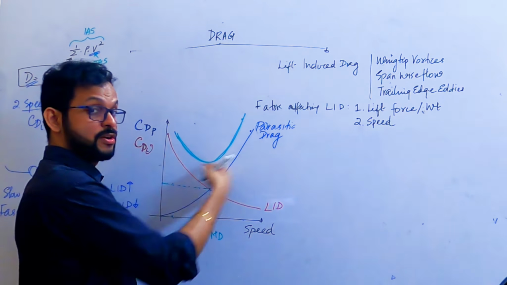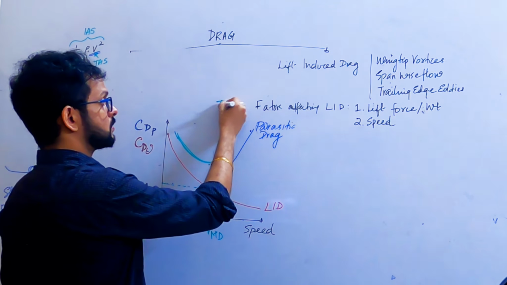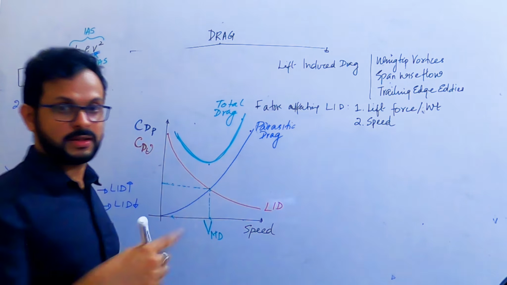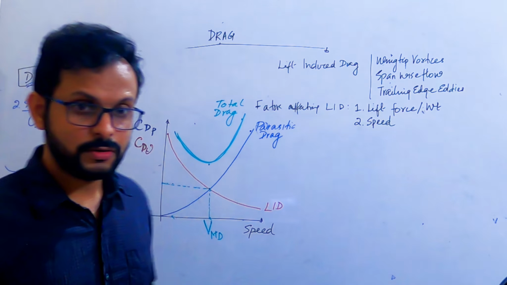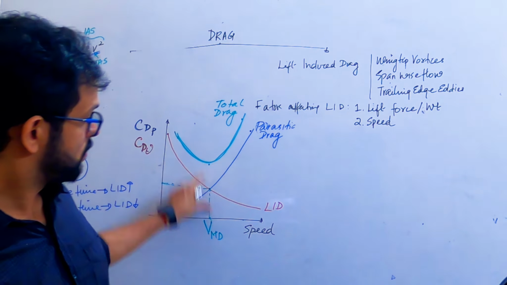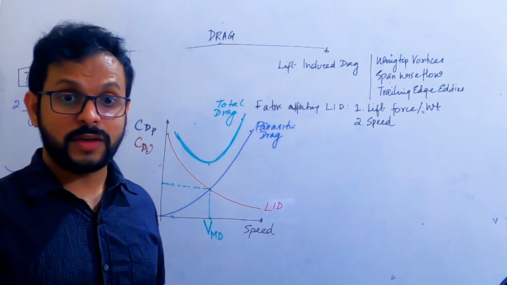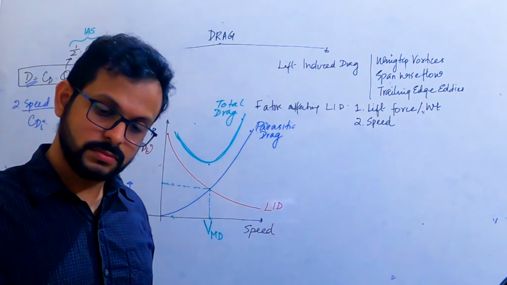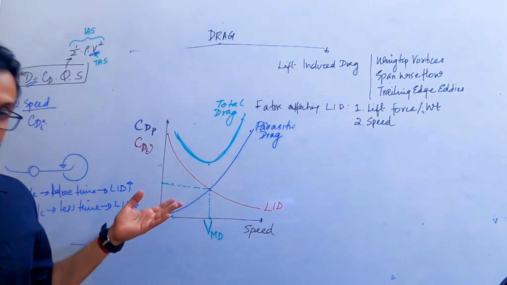Did you understand how I drew this? Yes. We have done this a month before. Yesterday also I explained this. Do you want me to explain how we found this curve? Just adding these two. Yes. Right? So what can you see from this total drag curve?